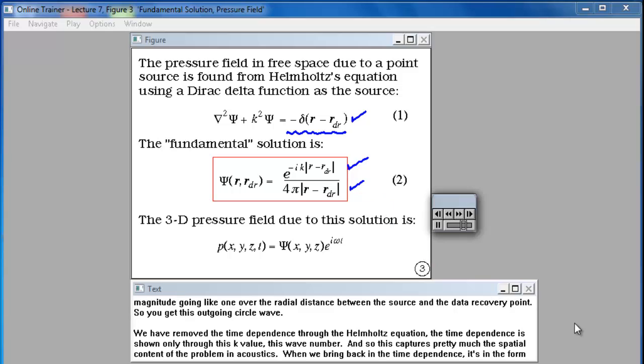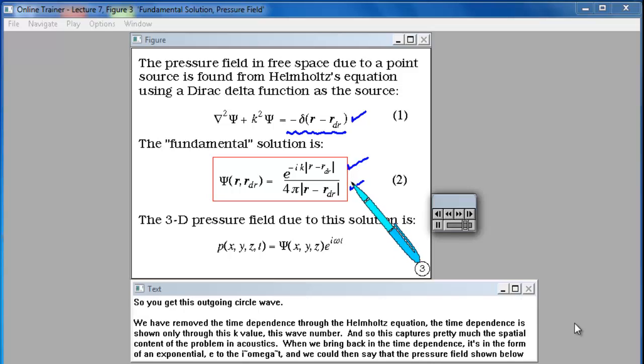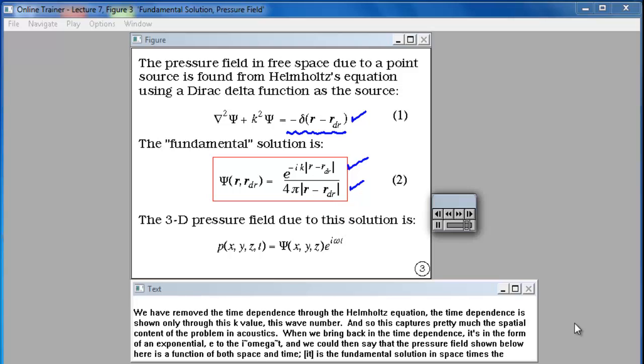So you get this outgoing spherical wave. We have removed the time dependence through the Helmholtz equation. The time dependence is shown only through this k value, this wave number. And so this captures pretty much the spatial content of the problem in acoustics.